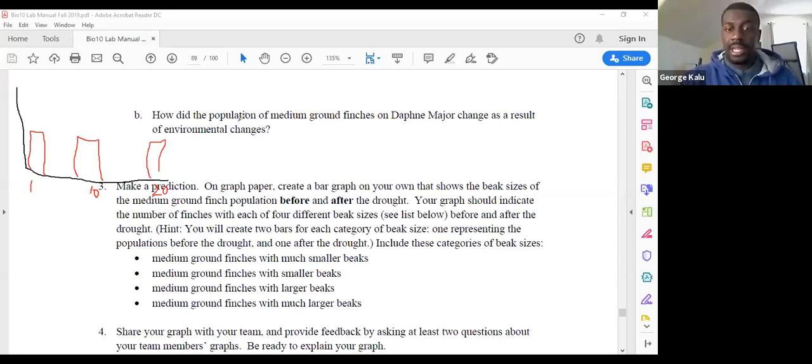Now, after this drought, where only large seeds were available, what do we think happened? What do we think happened to the beak sizes? Right, the birds with the small beaks would die off, so there's going to be fewer that have small beaks. I'll go ahead and do these guys in blue. So after the drought.